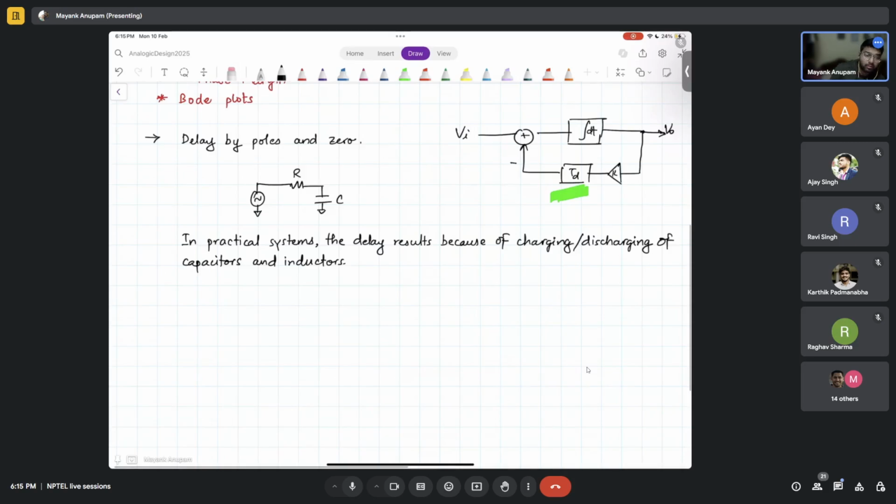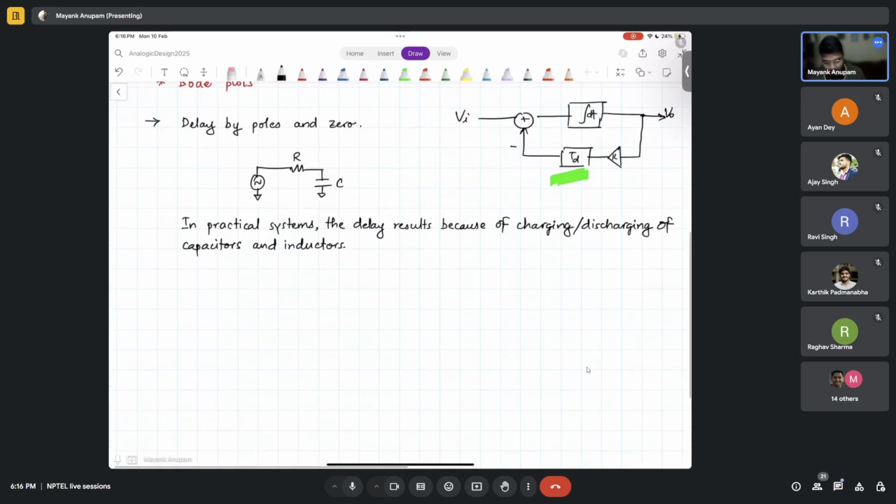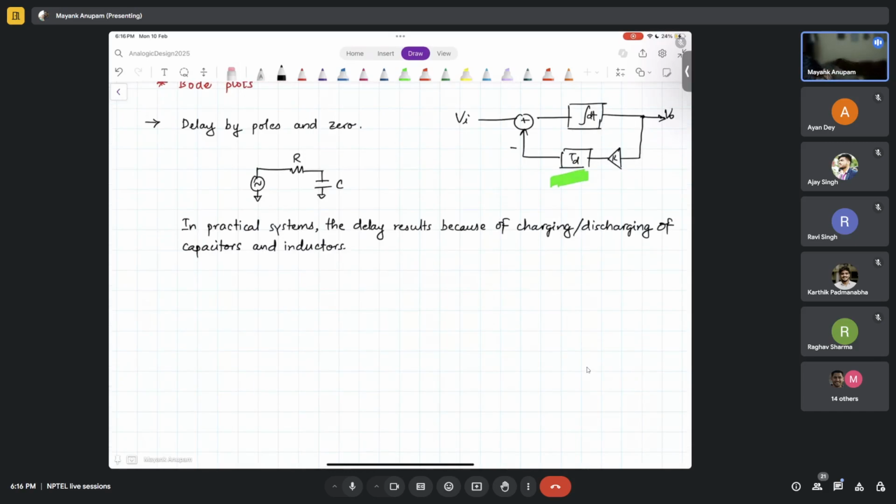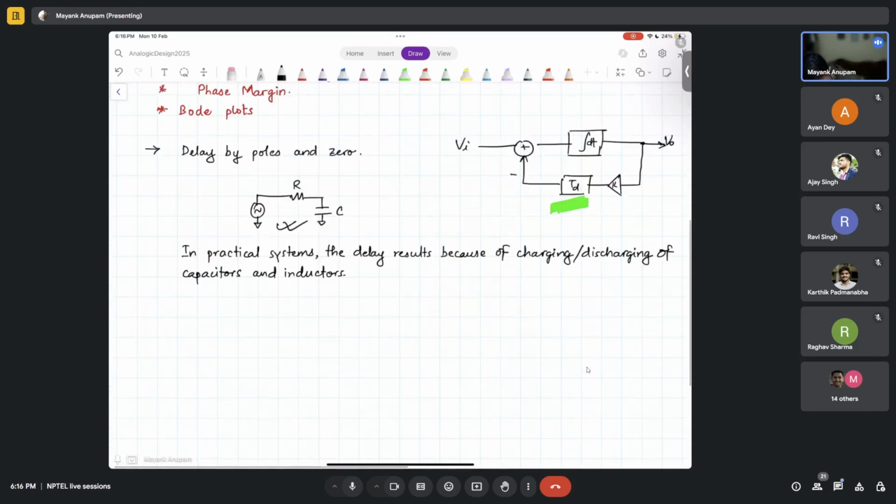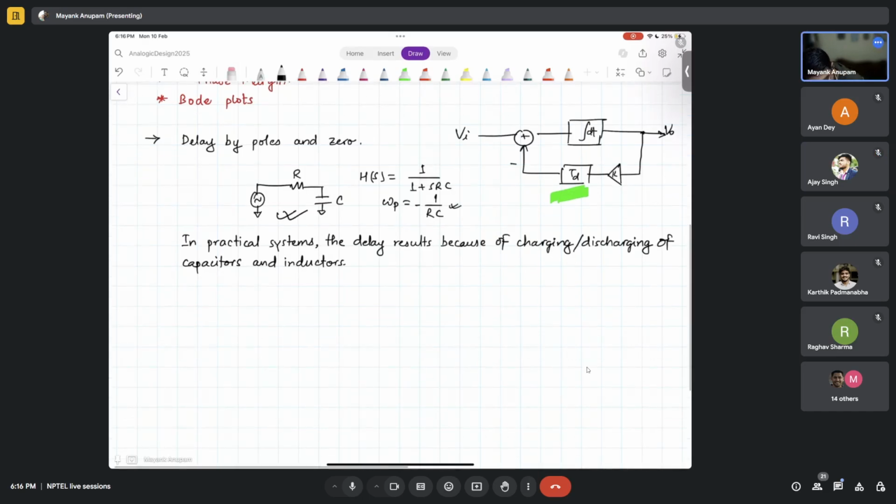Okay, that is understood, right? Now, if you all remember, what is the transfer function of this? A simple RC circuit. What will it be? 1 upon SRC plus 1, right? So, what is the pole? The pole location is minus 1 upon RC, right? Now, we know that this system has one pole, right?